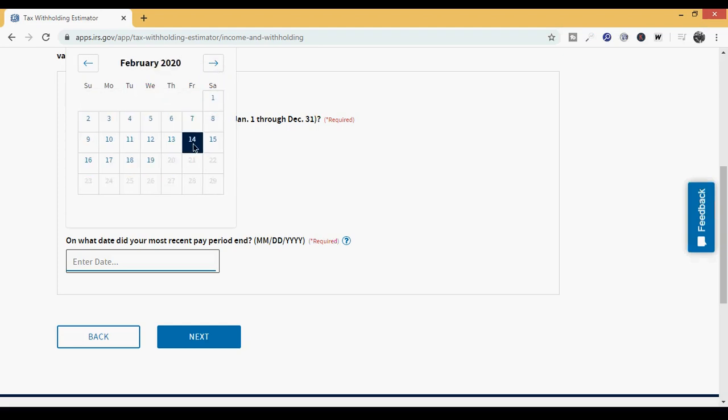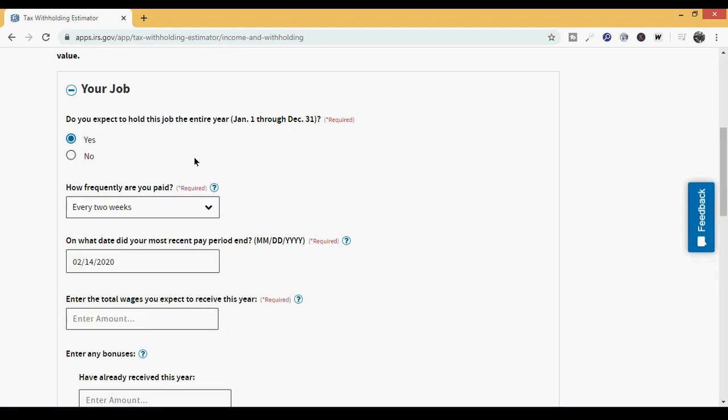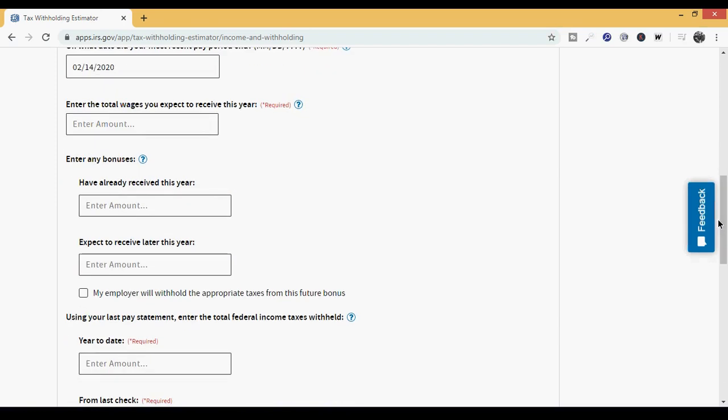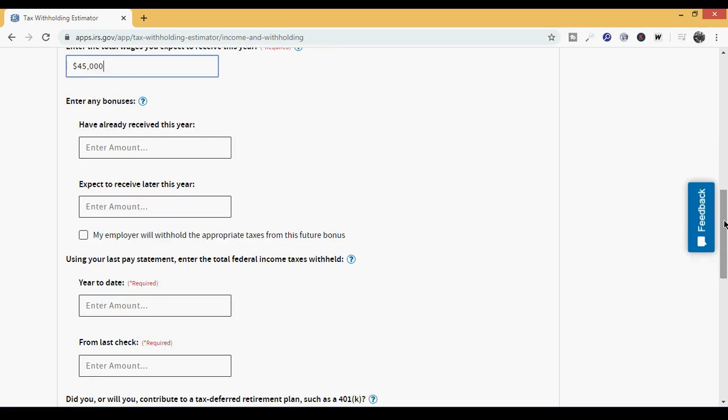Skip the 7th, so the most recent pay period ended on the 14th, which was Valentine's Day. They got paid on V-Day, so they were able to show some extra love. All right. Enter the total wages you expect to receive this year. We're going to roll with $45,000. This is the total amount they expect to receive based on whatever job that they have.